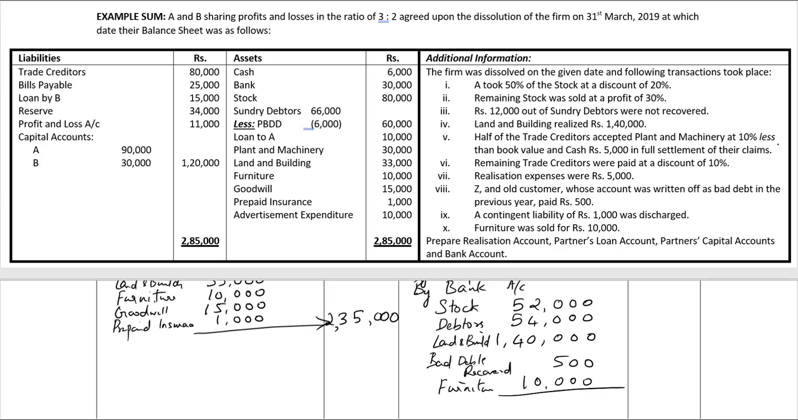So let's get the total value of assets which have been realized. 2,56,500 rupees is the total amount realized from sale of assets. Let's go to the payment of liabilities. We'll begin with the fifth point, to bank account.